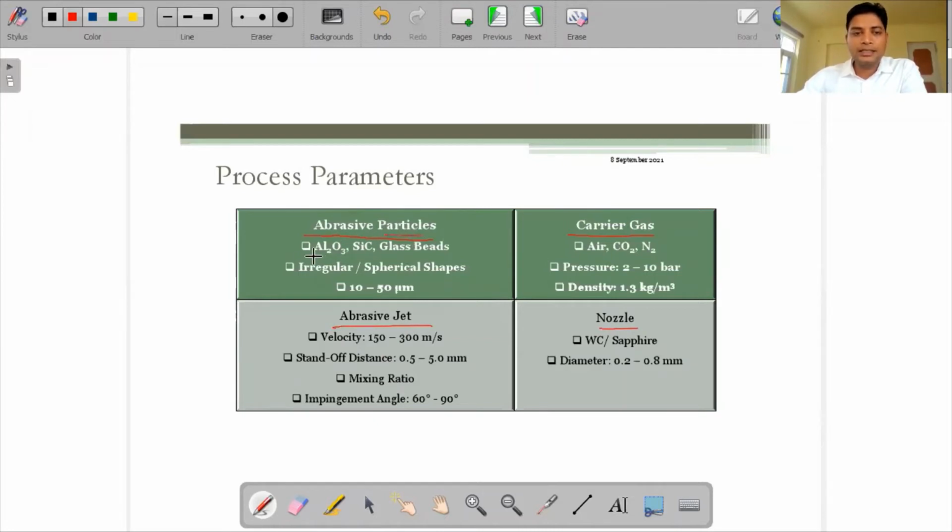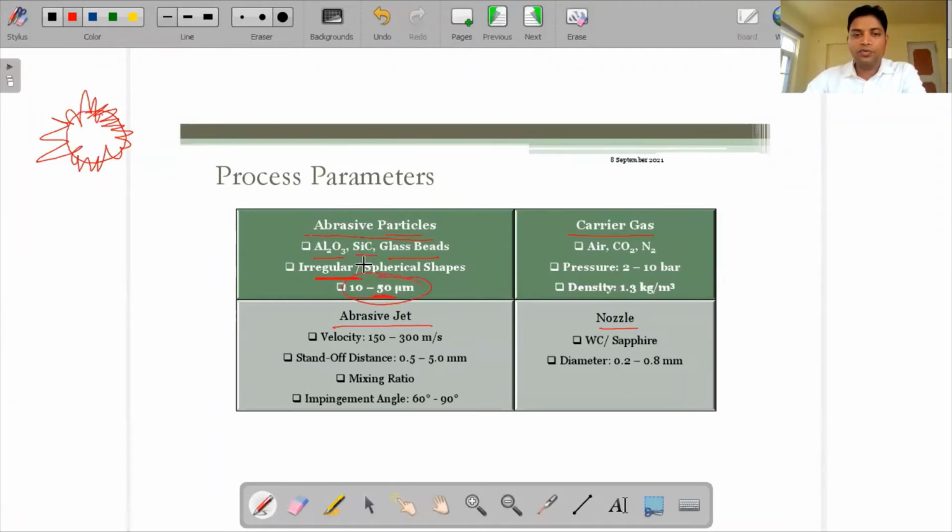As I said, you can use alumina, silicon carbide, glass beads, or dolomite beads. The assumption is that whatever abrasive particles we are using are spherical in nature. Generally they are random in shape, but we consider the average diameter and treat them as spherical, in the range of 10 to 50 micron.